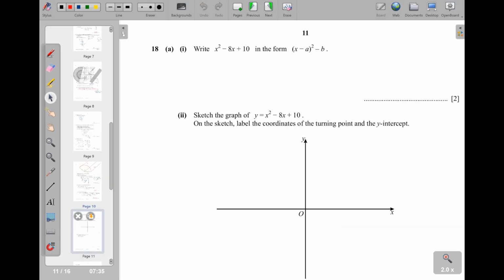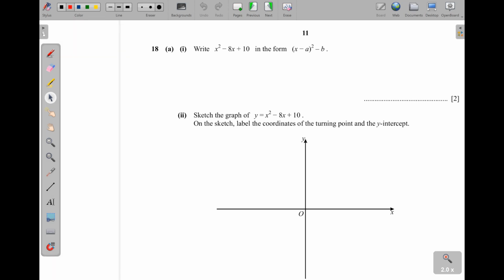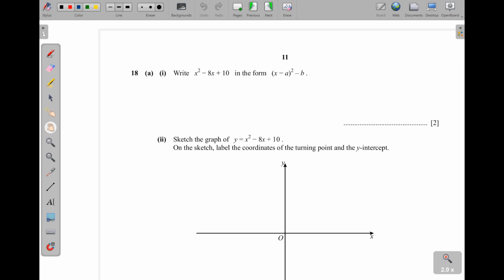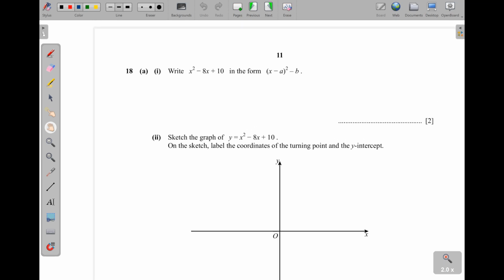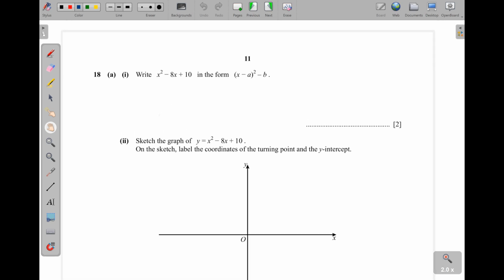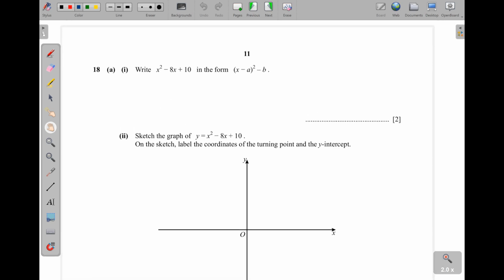Then the next question, 18, they're saying write x squared minus 8x plus 10 in the form (x minus a) squared minus b. This is completing the square. There are 2 ways you can do this.